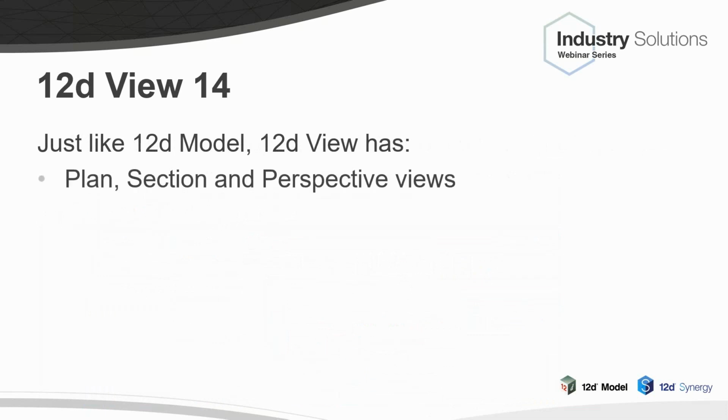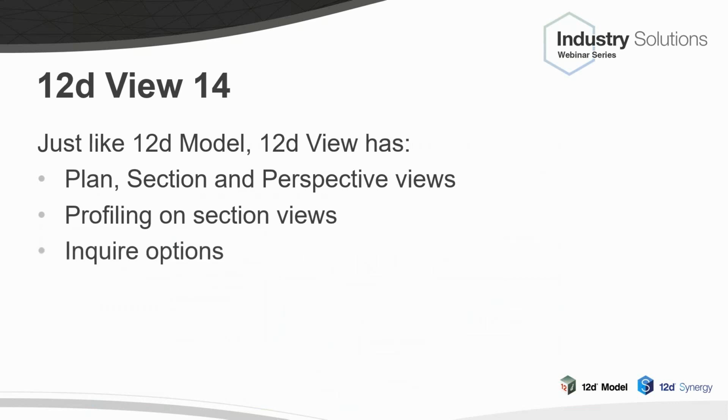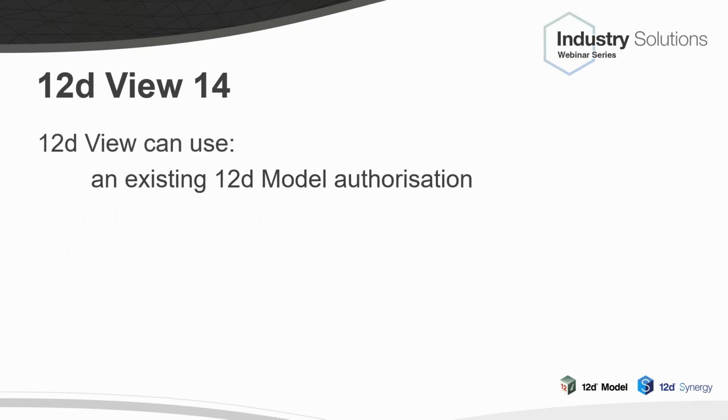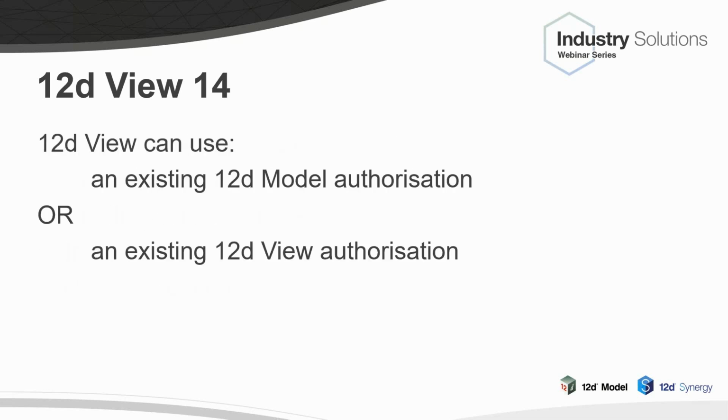And just like 12D model, 12D View has plan, section, and perspective views. You can do profiling, inspection views. You've got inquire options, and you've got measure options. It can use an existing 12D model authorization, and that'll show the name. You can register it and get a name in that, and you have to do that for each individual computer, or if you don't have any of those, it will run unregistered. It just comes up and says unregistered. So it doesn't matter. You can run it now on any computer, and if it hasn't been registered, you'll just see it says unregistered version, but it will still run.